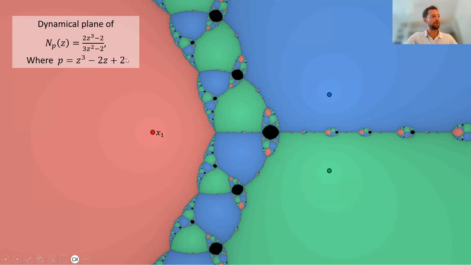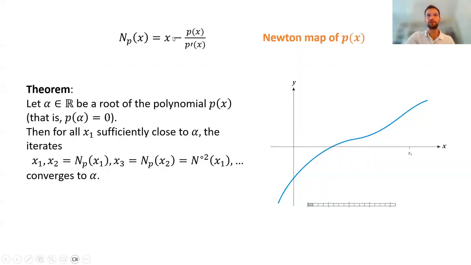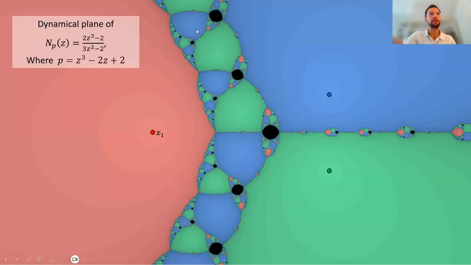So this is the polynomial that we're talking about. If I compute the Newton map, remember the Newton map is this formula: I need to take x minus the polynomial over its derivative. And if I combine it all together nicely, I'll get this formula for the map.